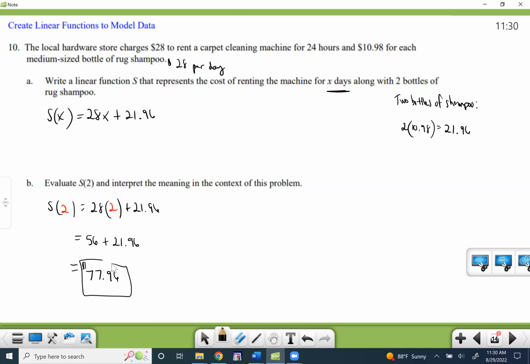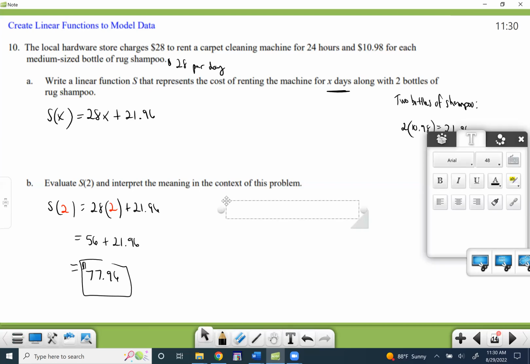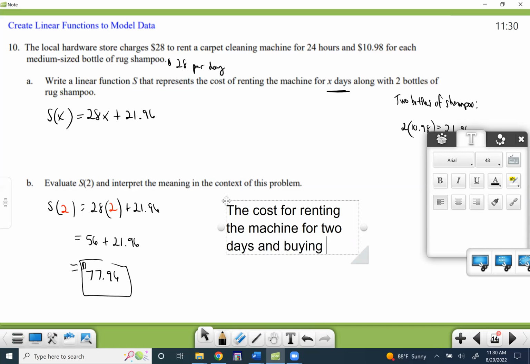And now it says interpret the meaning in the context of this problem. So what does S of 2 mean? Well, remember, we put the 2 in where the X was, right? And X stands for days. Okay. So we must have rented the machine for 2 days, okay? So the cost for renting the machine for 2 days and buying 2 bottles of rug shampoo is $77.96.